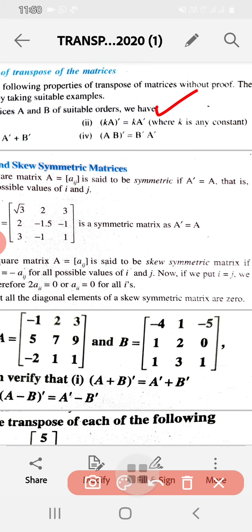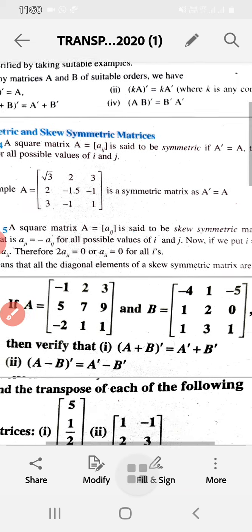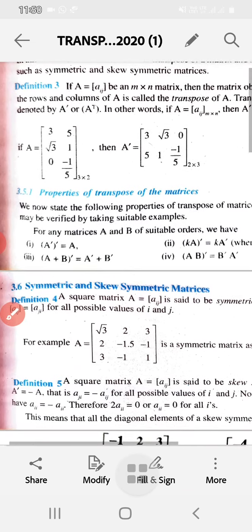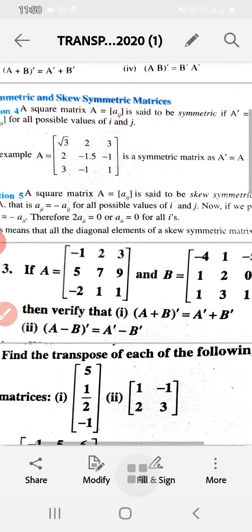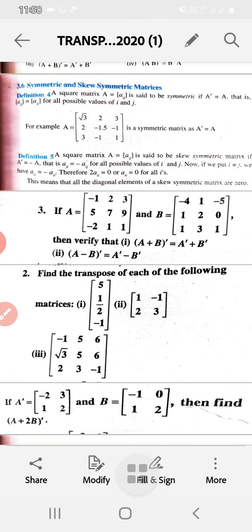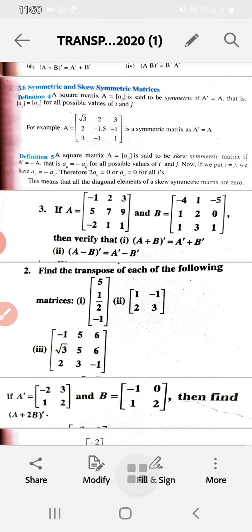Here k is any constant. So (AB) dash is equal to B dash A dash. Symmetric and skew symmetric matrices we have explained in our previous video. So you can write all the notes and go through these problems and their solutions carefully. We shall continue in the next class.